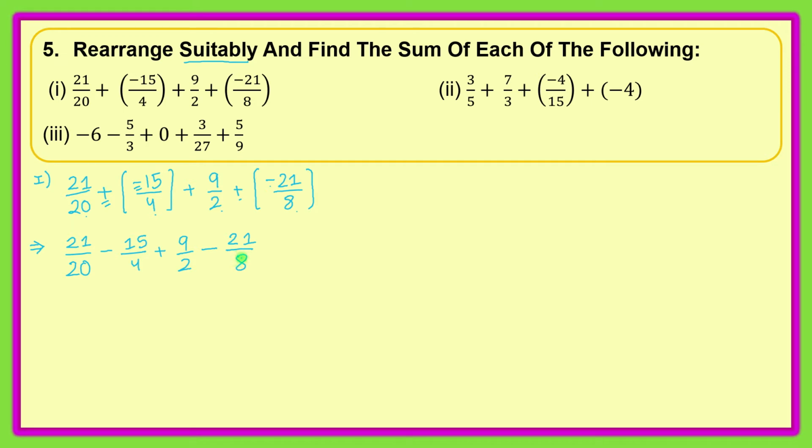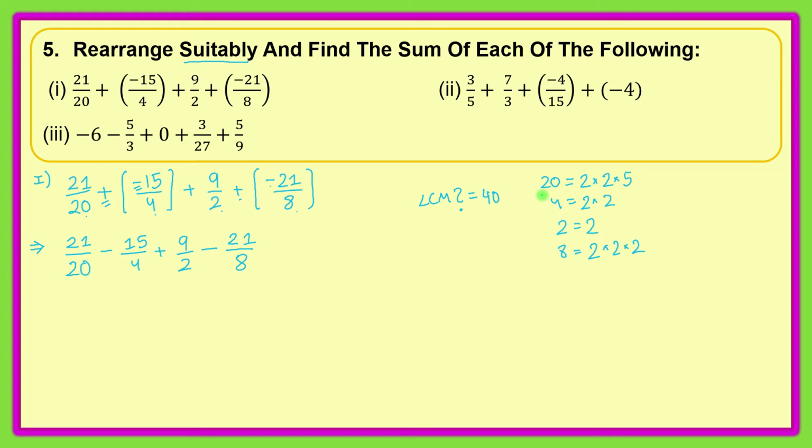So now let's sort and solve. What is the LCM of the denominators here? If we see, 20 is basically 4 into 5, that is 2 into 2 into 5. 4 is basically 2 into 2. 2 is basically just 2, it's a prime number, and 8 equals 2 into 2 into 2. In this way, we can say that the LCM here is 40.